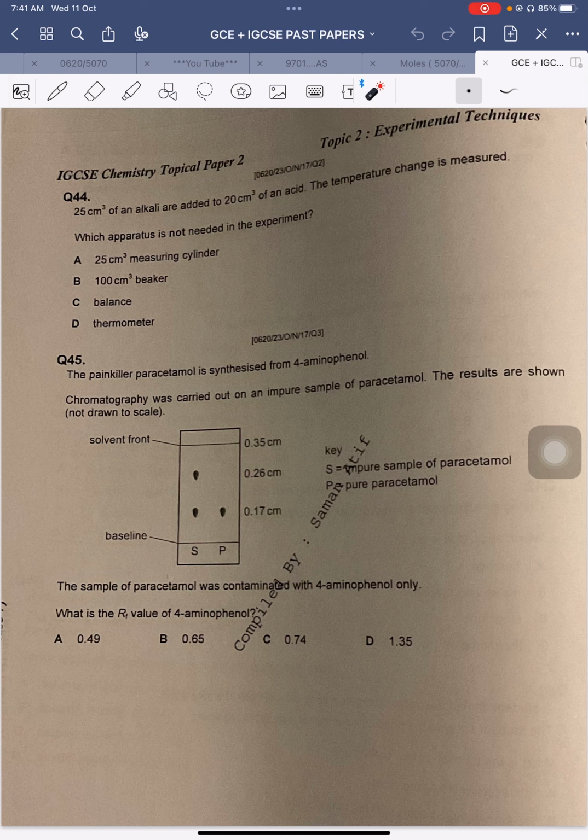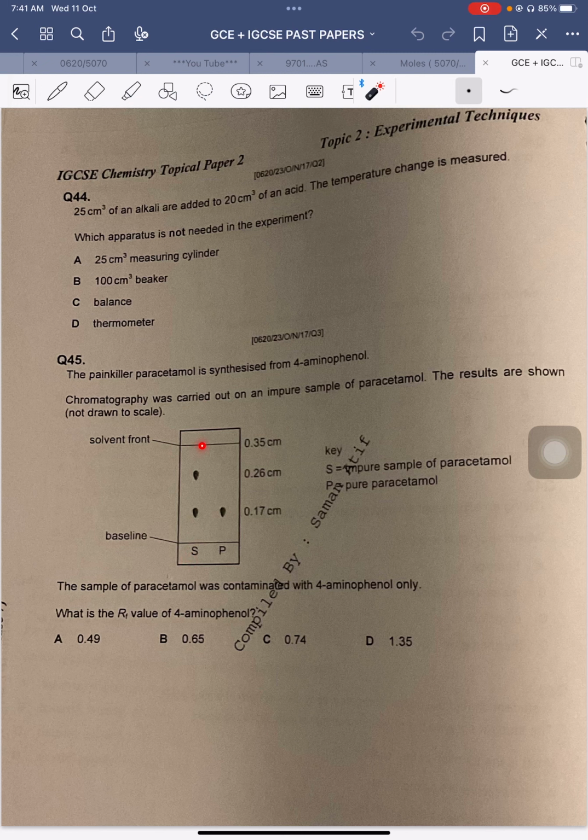The painkiller paracetamol is synthesized from 4-aminophenol. Chromatography was carried out on an impure sample of paracetamol. The results are shown, not drawn to scale. Now they are saying the sample of paracetamol was contaminated with 4-aminophenol only. What is the Rf value of 4-aminophenol? So it means that we are going to calculate the Rf values. For example, here we are going to calculate the Rf value for P.